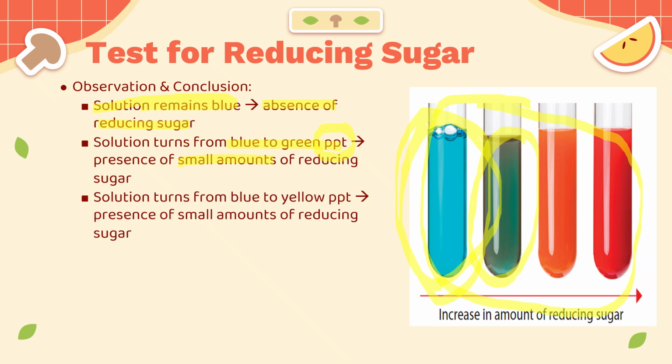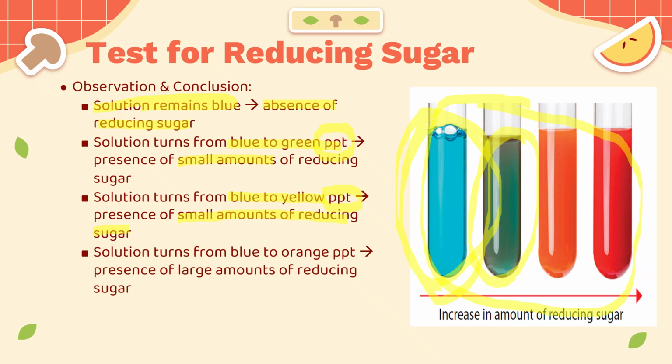Sometimes the food sample will continue to change color and it might change to a yellow precipitate. It also means that there is a small amount of reducing sugar. Now when it changes to orange, which is over here, this one that I'm circling, if it changes from blue to orange precipitate, you can conclude that the amount of reducing sugar in the food sample is of a moderate amount. That means it's a large amount.